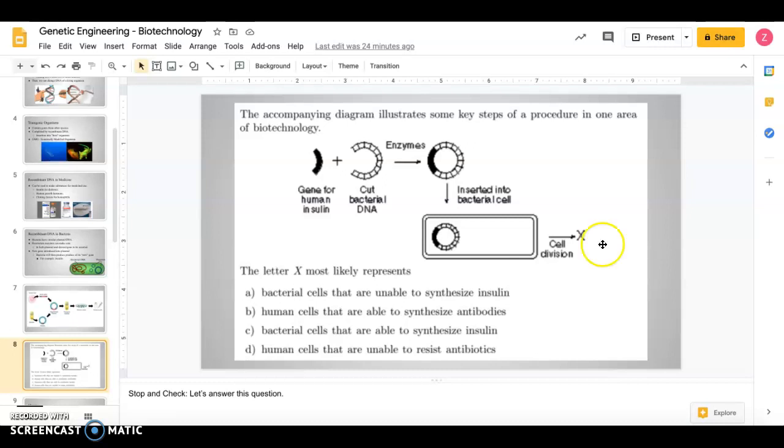So right, the answer would be C. Bacteria cells that are able to synthesize insulin. We put the human gene for insulin in a bacterial plasmid DNA. It's inserted back into the bacterial cell. The bacteria cells divide in culture in the lab, and we can extract insulin from those bacteria cells that produce insulin, human insulin.